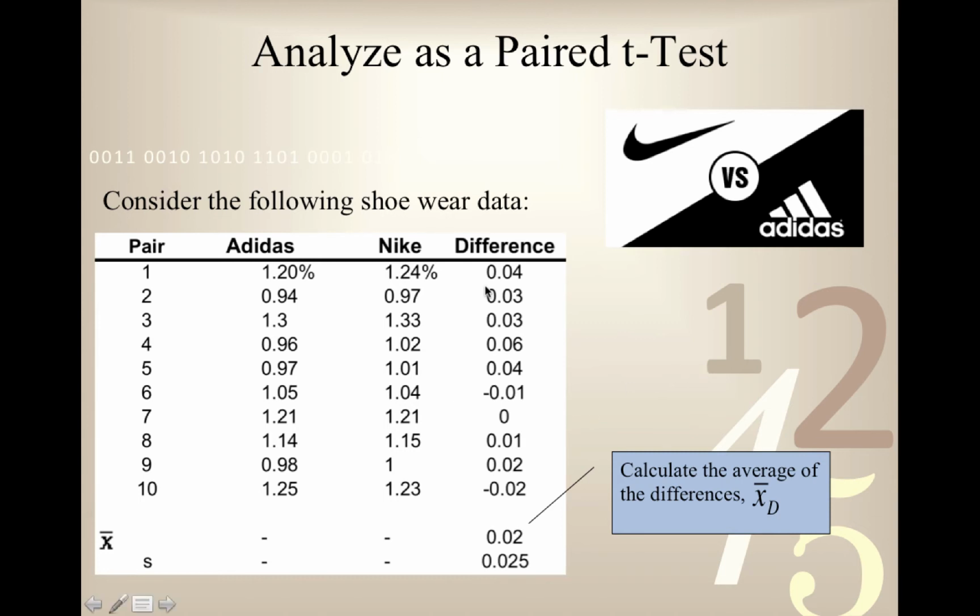Minitab calculates a difference between the Adidas and Nike for each person. So here's the first person's difference, the second person's difference, the third person's difference, and so forth. And so we get a sample average of just the difference.